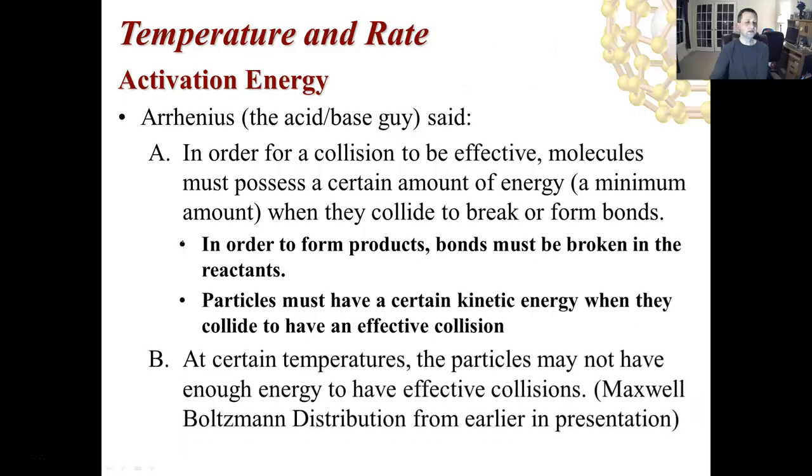So let's talk about something called activation energy real quick, since we referenced it earlier in the lesson. Arrhenius, which is the acid-base guy, which we learned about a unit or two ago, he said in order for a collision to be effective, molecules must possess a certain amount of energy, a minimum amount, when they collide to break or form bonds. So the Maxwell-Boltzmann distribution kind of showed us that. In order to form products, bonds must be broken on the reactant side, and particles must have a certain kinetic energy when they collide for an effective collision. So at certain temperatures, only a certain number of molecules have that required energy, or that activation energy, in order to have effective collisions and the reaction to proceed. So that's why the Maxwell-Boltzmann distribution is so important from earlier in the lesson.